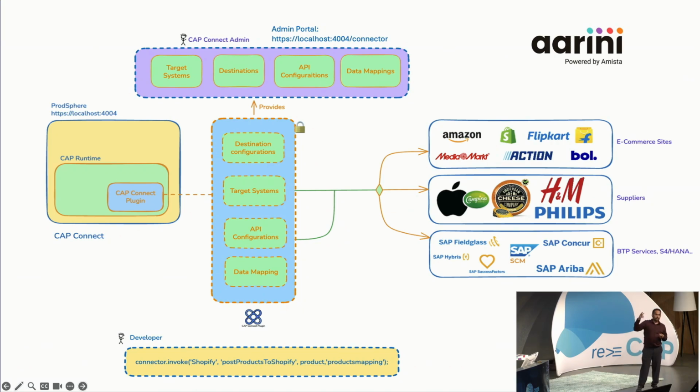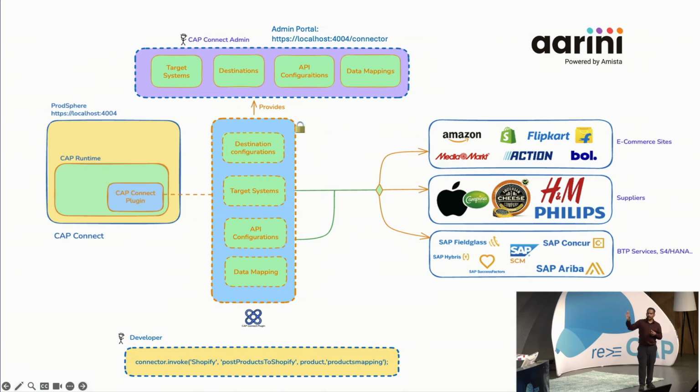There are two users here, if you see. One is a user with a CAP Connect admin role, and one more is a developer. What the admin can do is maintain all these configurations, and the developer can use these configurations to invoke data transfers by using the API that CAP Connect provides. That is connector.invoke, and then you have to provide four parameters that I think Bilal will talk about next.